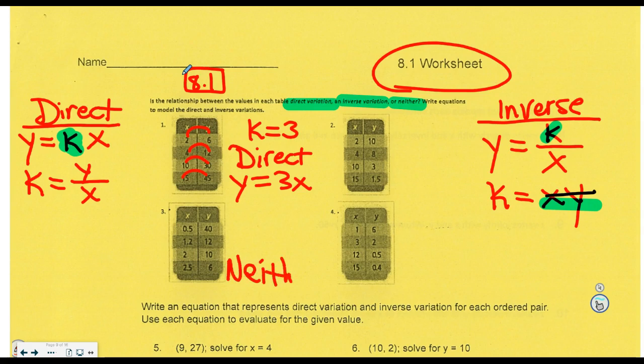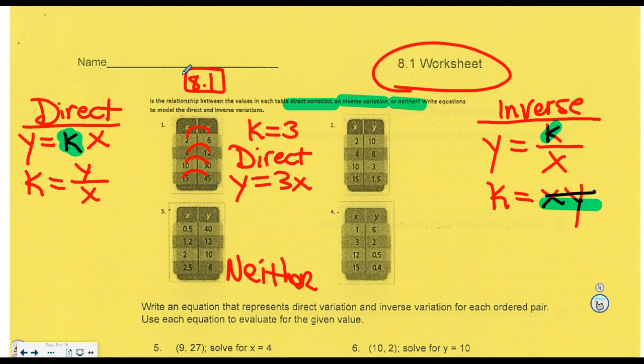I want you to go try number 4. You try doing y divided by x. If you get the same thing, it's direct. Then you try doing y times x. If you get the same thing, it's inverse. If you don't get either, like you can't get the numbers to be the same with dividing or multiplying, then we write neither. So I want you to try 4.